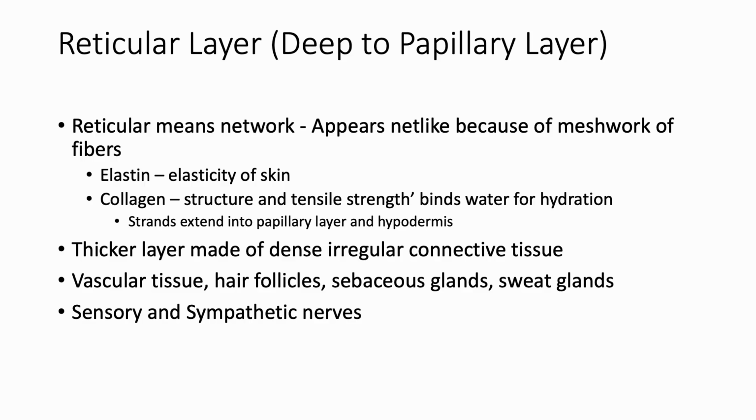Now, we've already mentioned that in the dermal tissue, we have vascular tissue. So in this layer, we have vascular tissue, we have hair follicles, sebaceous glands, and we'll find sweat glands. Now, when we get to the nervous system, we will talk more specifically about the types of sensory and sympathetic nerves that are present in this layer.